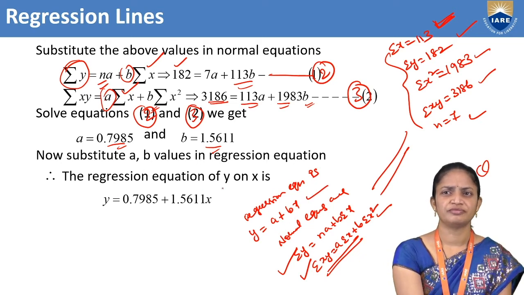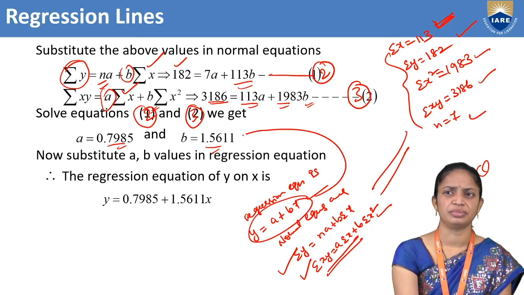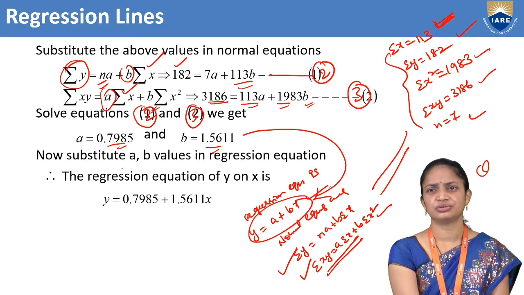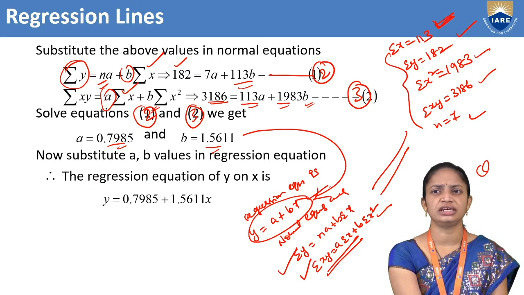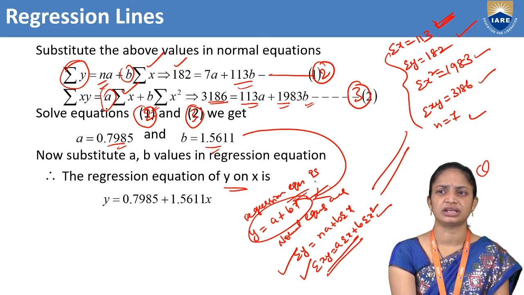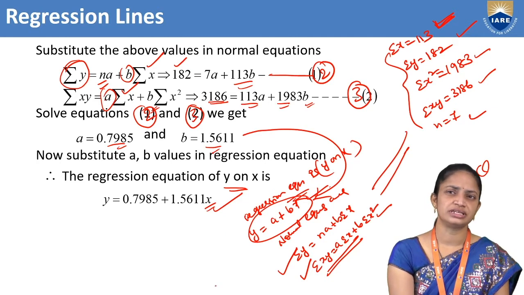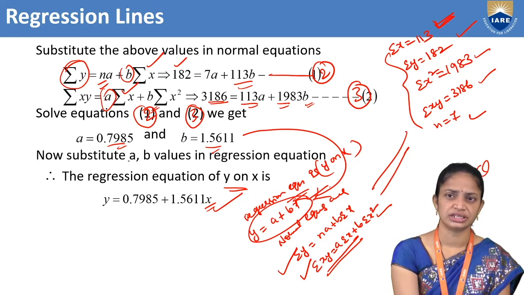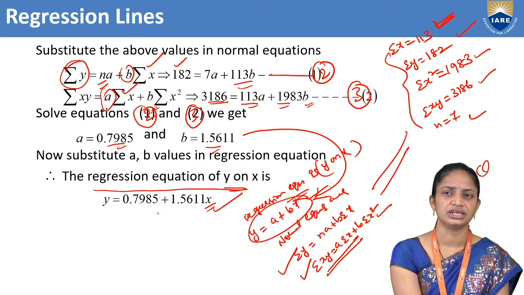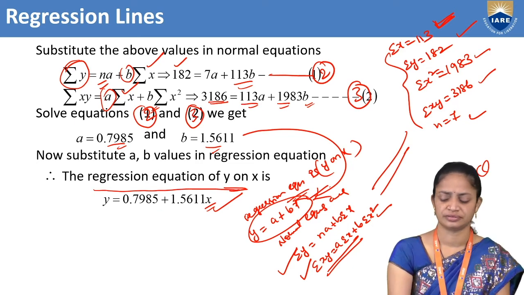So if you substitute a comma b values in this equation, therefore the regression equation of y on x is y equal to a plus bx. Substitute a comma b values here, we will get y equal to 0.7985 plus 1.5611 into x. That is the required solution, the regression equation of y on x.